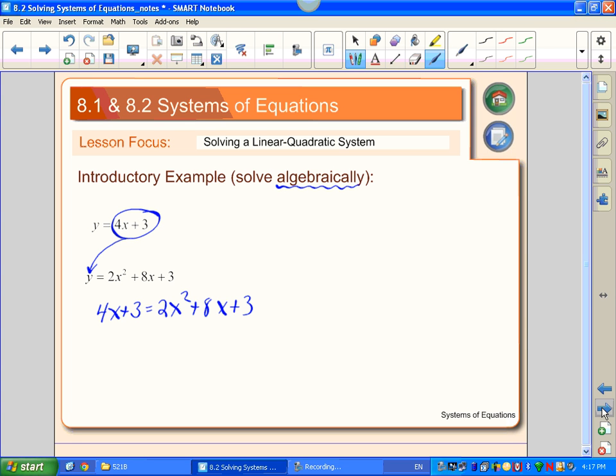So I particularly like to have a positive x squared. That's just my preference. So I have 2x squared plus 8x minus 4x plus 3 minus 3. All I'm doing is subtracting 4x from both sides, and subtracting 3 from both sides. And I'm simplifying, and I get 2x squared plus 4x is equal to 0.